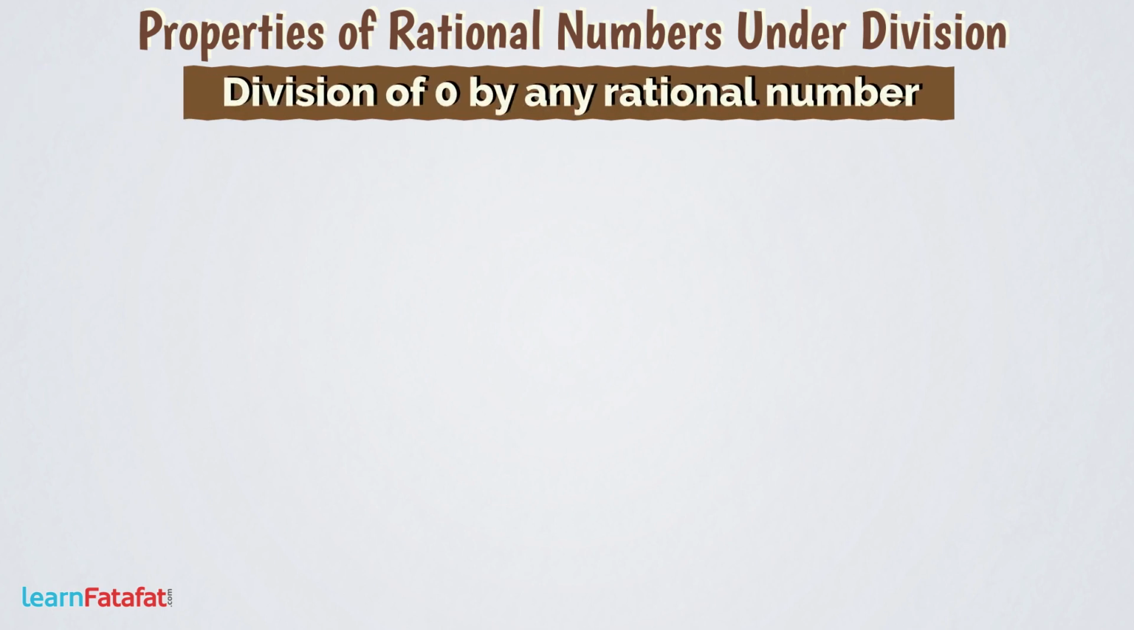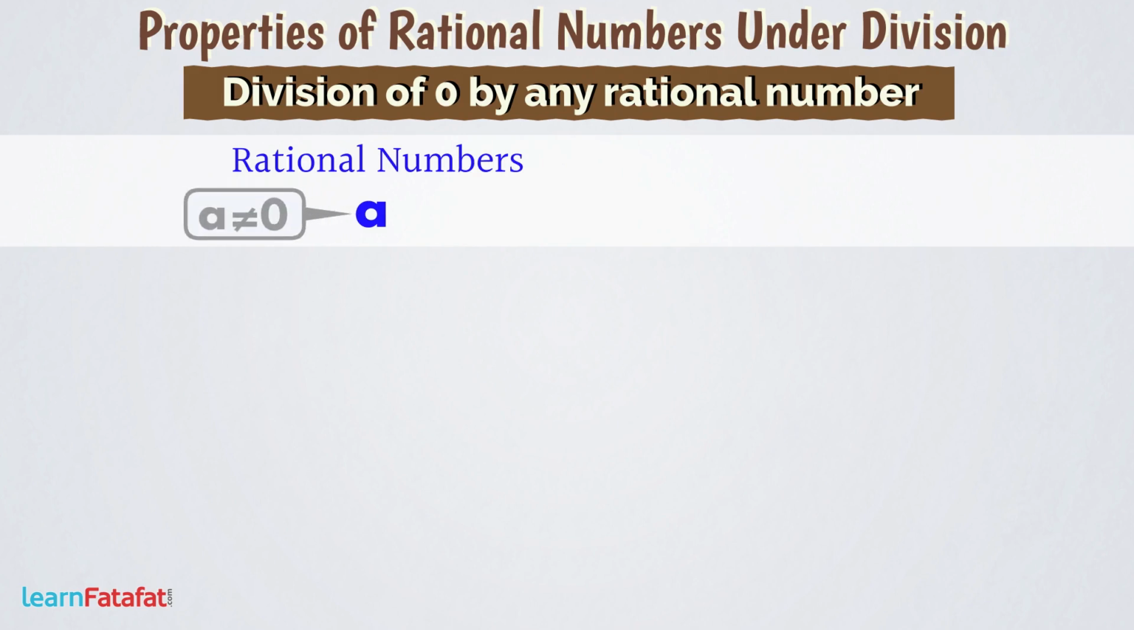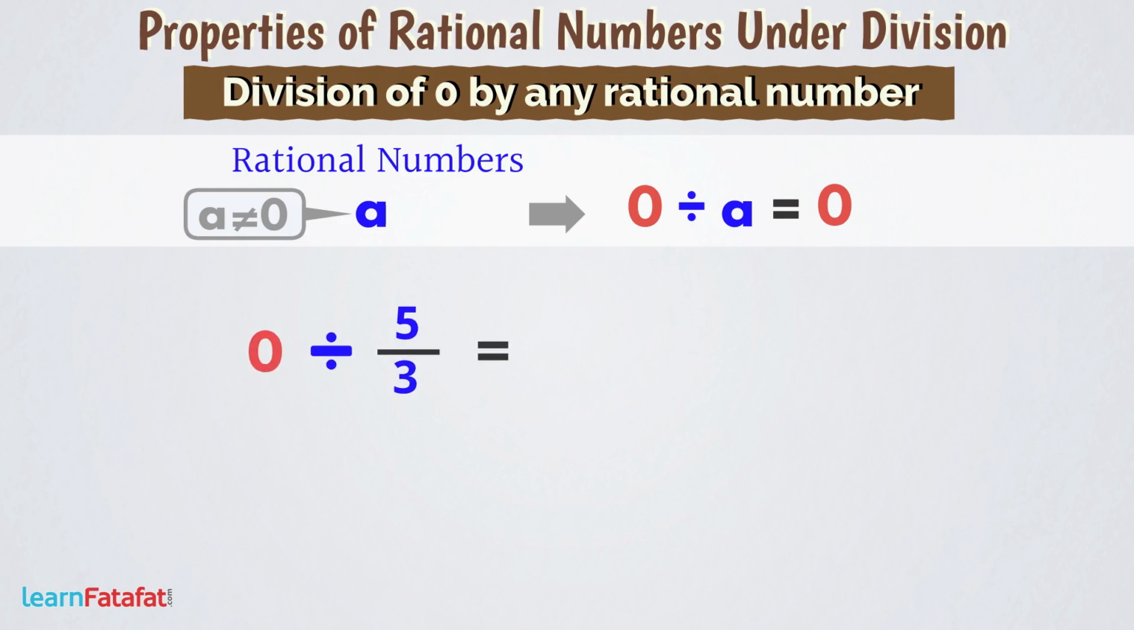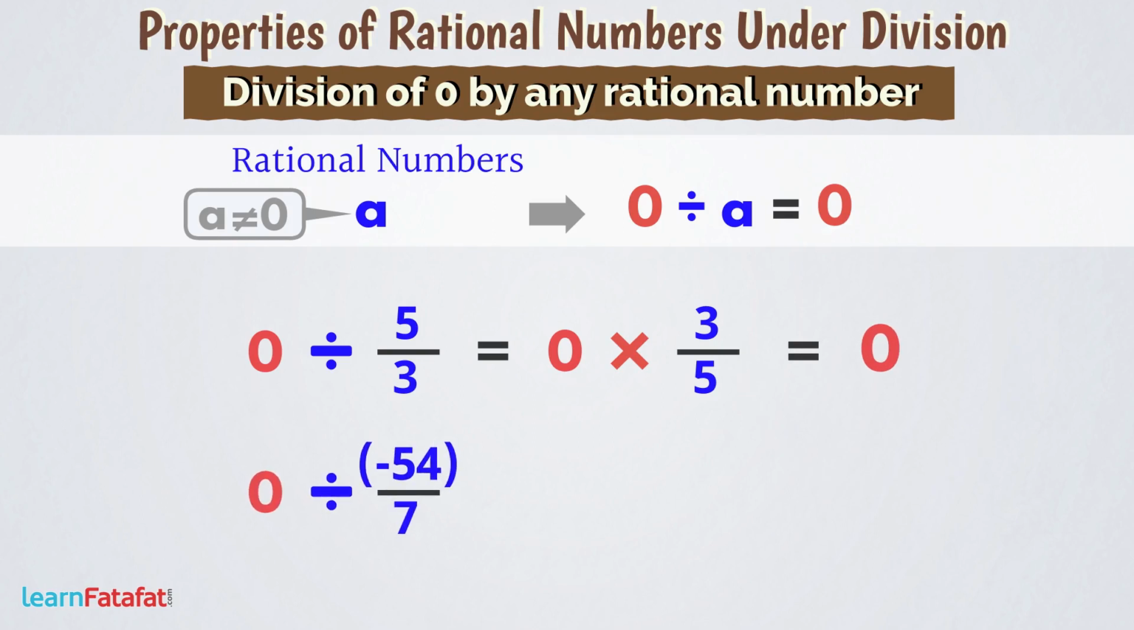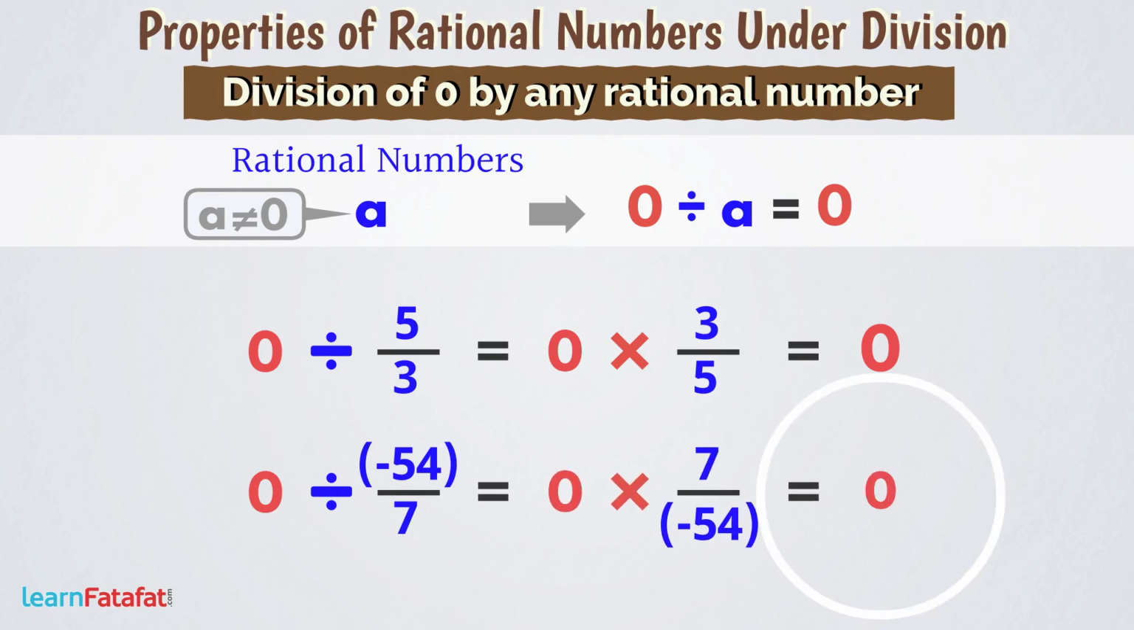Division of 0 by any rational number. If a is any rational number such that a is not equal to 0, then 0 divided by a is always 0. 0 divided by 5 by 3 equals 0 into 3 by 5 equals 0. 0 divided by minus 54 by 7 equals 0 into 7 upon minus 54 equals 0.